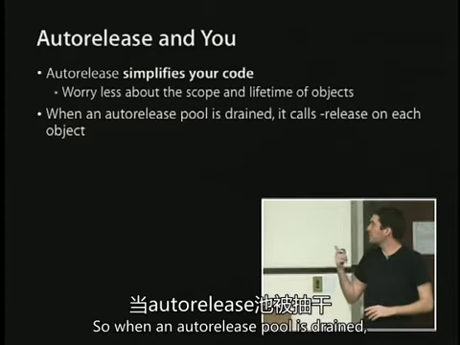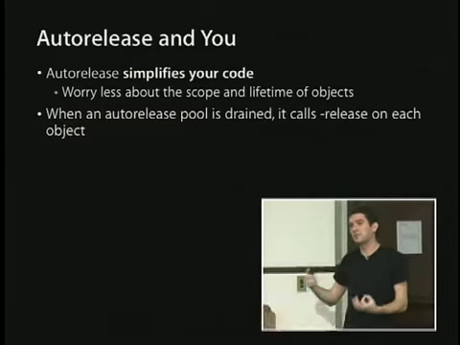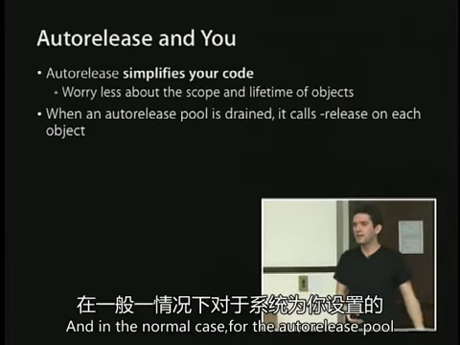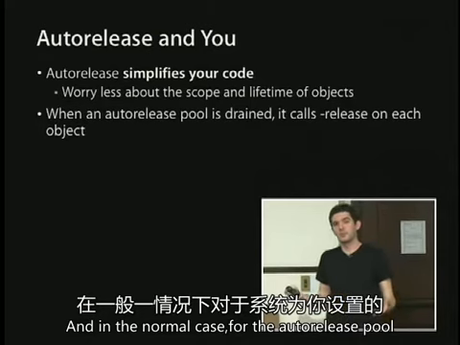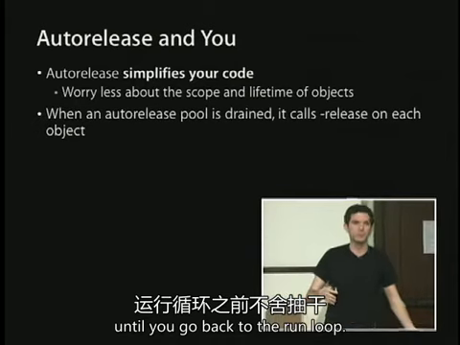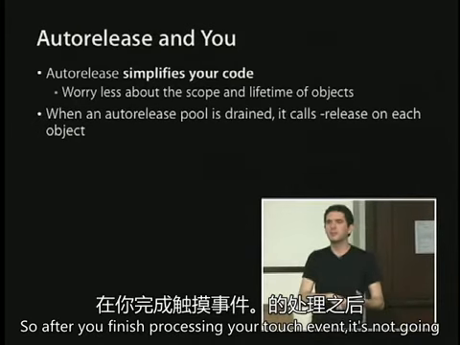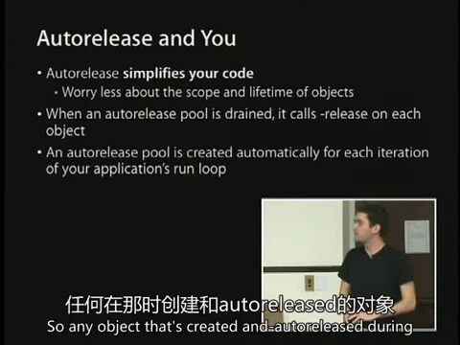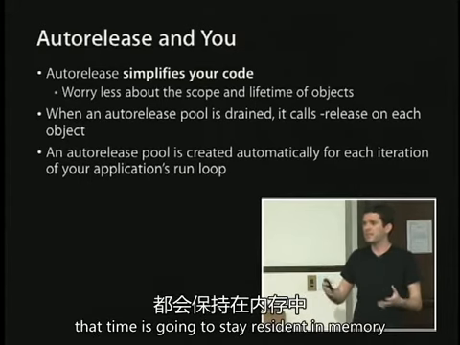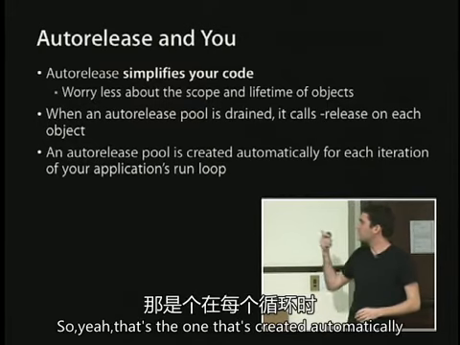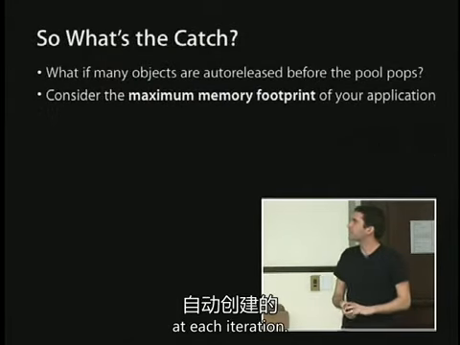So when an auto-release pool is drained, that's when it finally calls release on all the objects, right? Those objects will not go away until the auto-release pool drains. And in the normal case, for the auto-release pool that the system has set up for you, it's not going to drain until you go back to the run loop. So after you finish processing your touch event, it's not going to get drained until you return back to the run loop. So any object that's created and auto-released during that time is going to stay resident in memory until you return from your processing. That's the pool that's created automatically at each iteration.